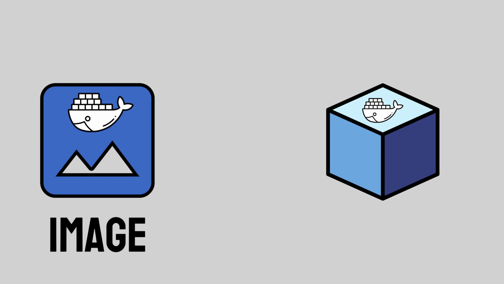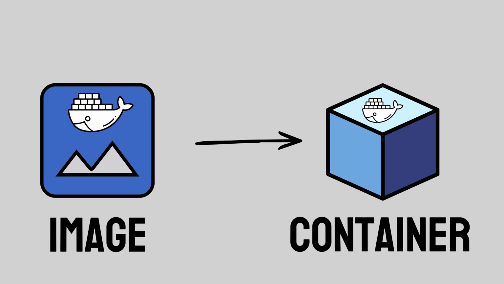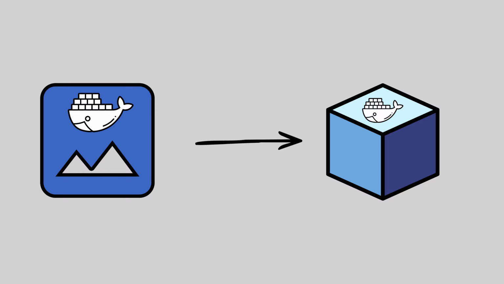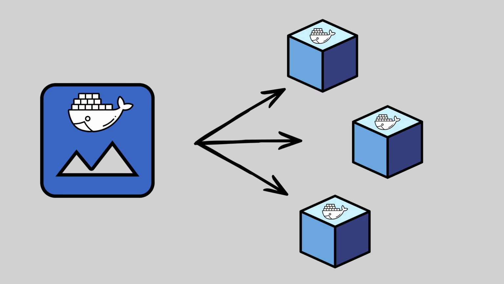A container is the running instance of the image. So if the image is the recipe, then the container is the cake. And just like a recipe, using the same image, you can create multiple containers. So every time you run this image, Docker spins up another container.